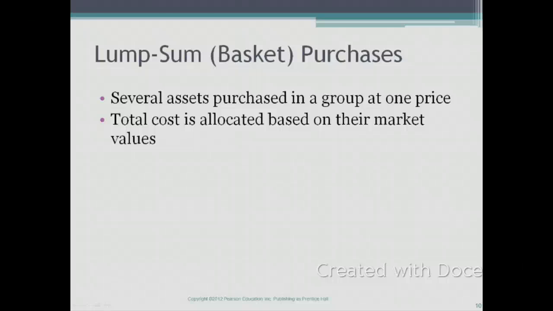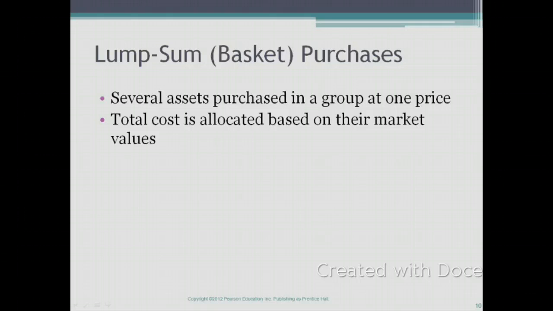Next, we're going to talk about a lump sum, or what we call a basket purchase. This is when we purchase several assets in a group and we pay one price for them. For example, let's say that you purchased a land and a building and you paid $450,000 to purchase those two together. In your books of accounting, how much are you going to record your land at and how much are you going to record your building for? You won't know that because you paid one lump sum. It was a basket purchase.